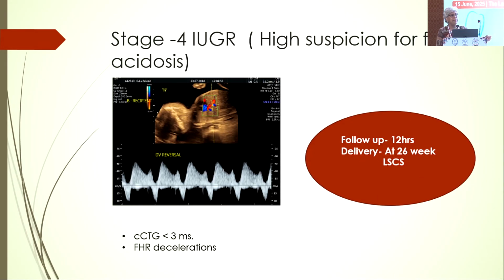The next stage is stage 4, which is highly suspicious for fetal acidosis. Here we can see there is reversal of the A wave in the ductus venosus. Along with that, we have already discussed that venous Doppler changes prior to the fetal heart rate deceleration. But why will we wait this long?